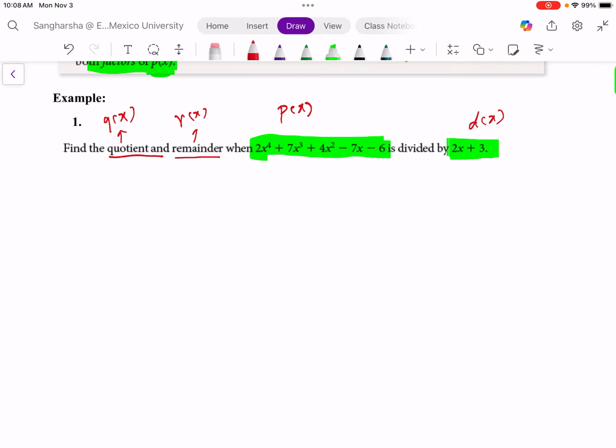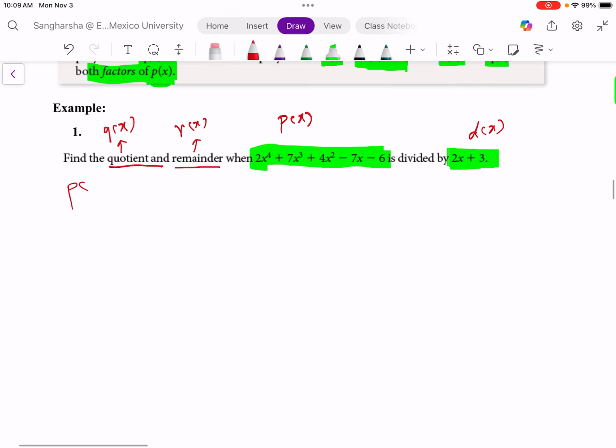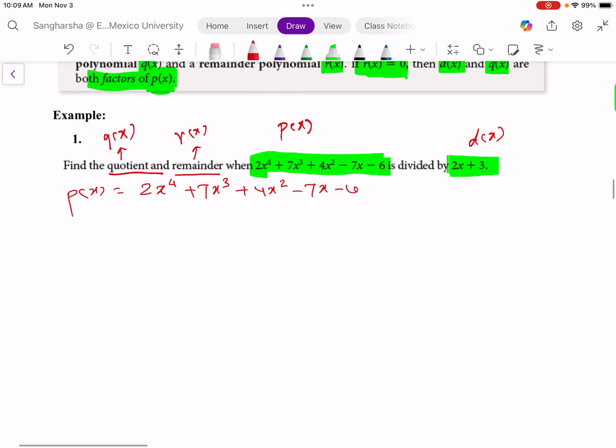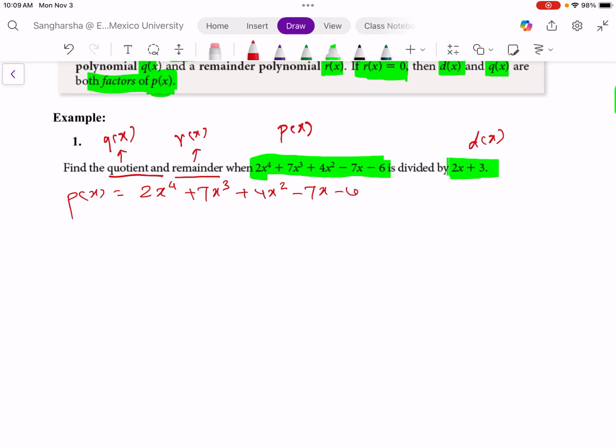So we have a polynomial p of x. Let me write down that p of x is 2x to the power 4 plus 7x cubed plus 4x squared minus 7x minus 6. So this is the polynomial, and we are dividing this polynomial by 2x plus 3, which is the divisor. So the divisor is 2x plus 3.